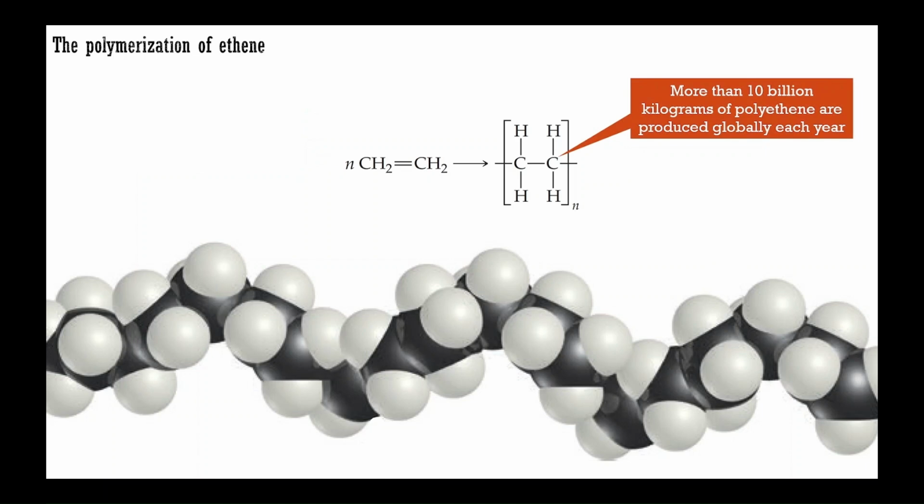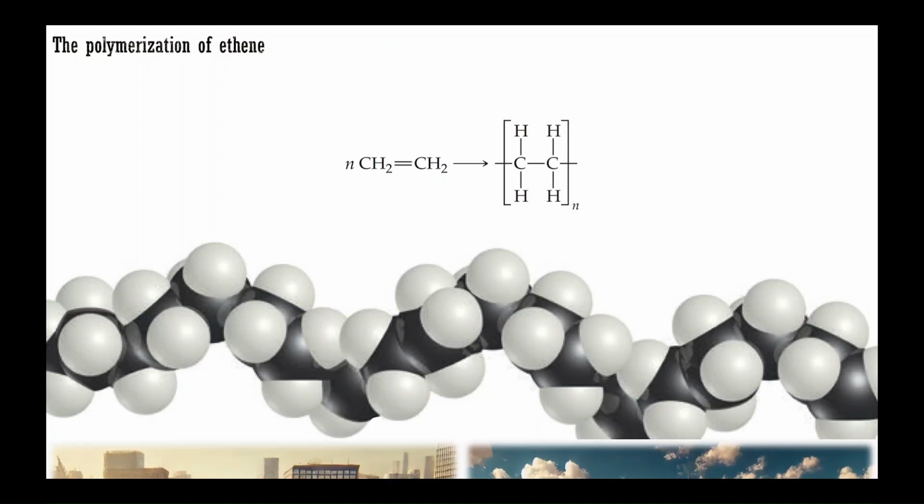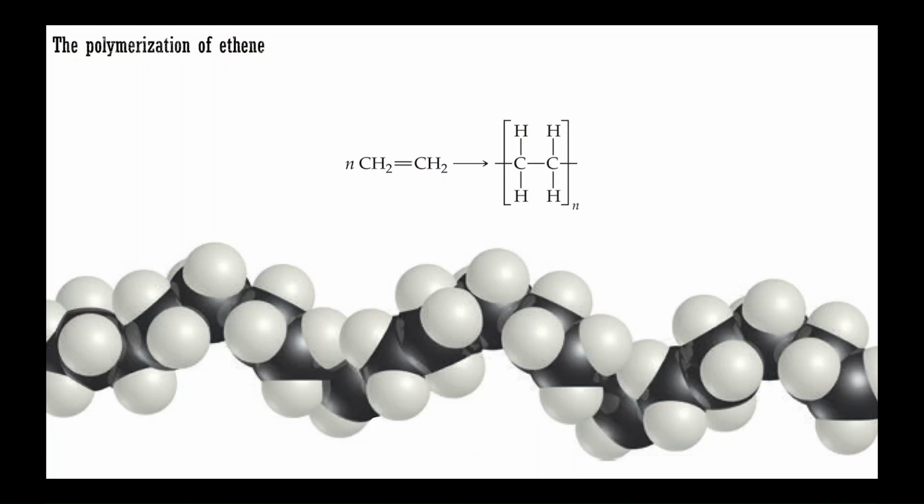More than 10 billion kilograms of polyethylene are produced globally each year. This is a huge amount. It is equivalent to the weight of about 1.4 billion people and is roughly 100 times the weight of the Eiffel Tower. However, although polyethylene has a simple composition, manufacturing this polymer is not an easy task.